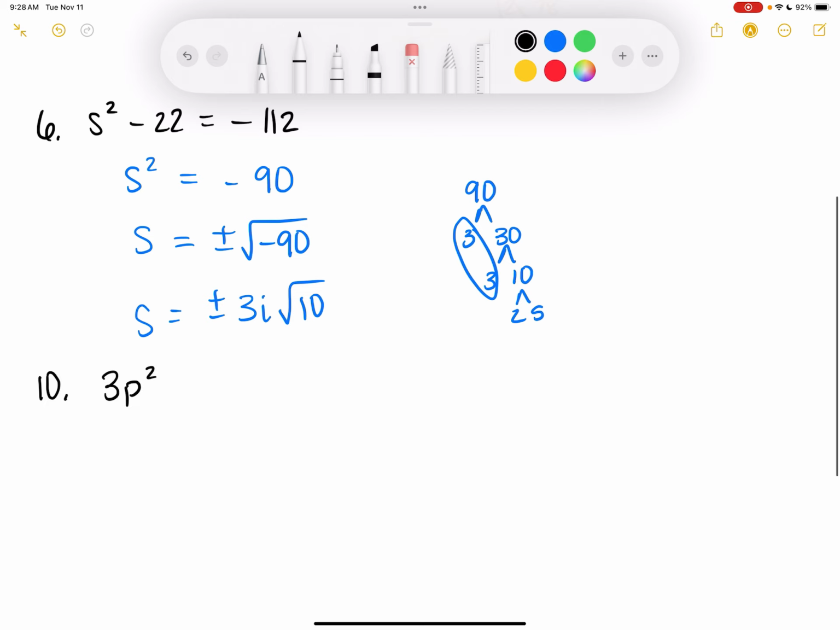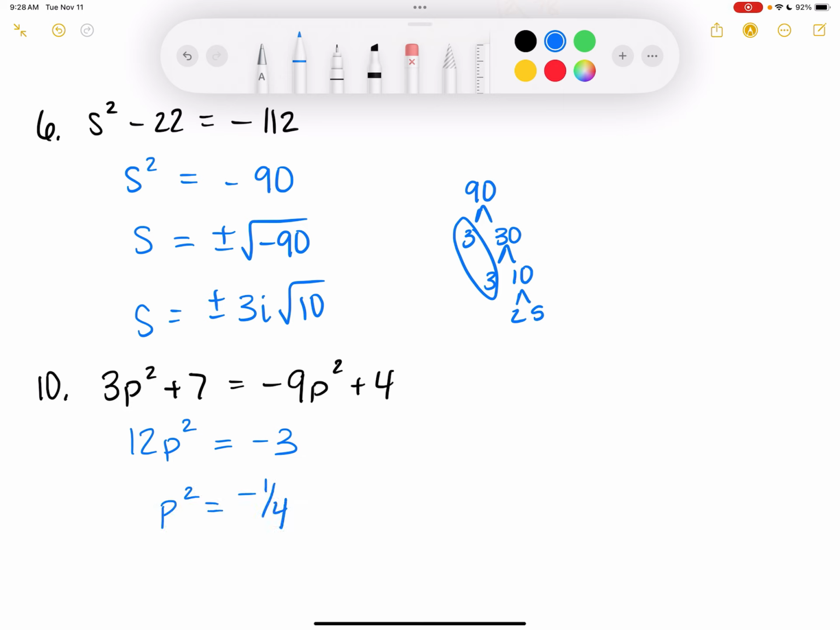3p squared plus 7 equals negative 9p squared plus 4. When we have one like this, I need to get everything on one side. It doesn't matter which way you want to do it. I'm going to add the 9p squared over, and in the same step subtract the 7 over. So I've got 12p squared is equal to negative 3. Divide by 12, p squared is equal to negative 1/4. Fraction. Take the square root: p is equal to plus or minus the square root of negative 1/4.